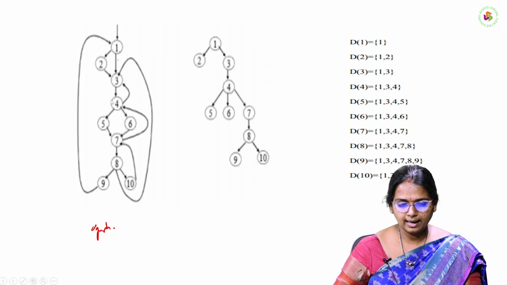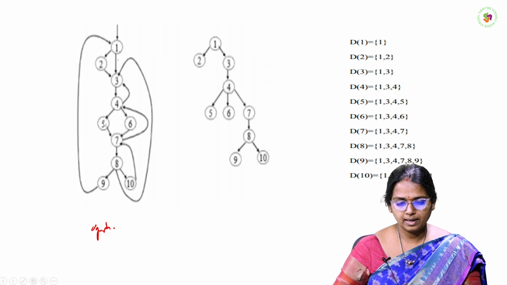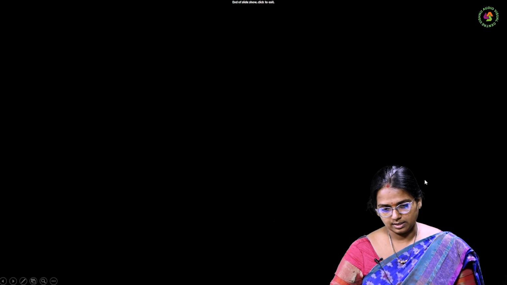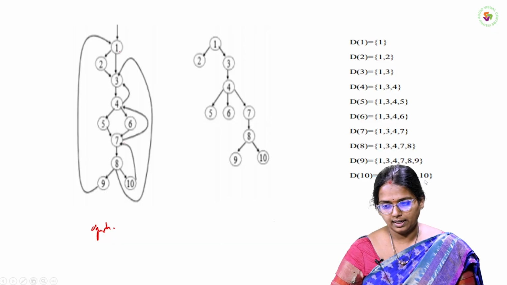Next, to go to 5, either I should go 1, 2, 3, 4, 5 or 1, 2, 3, 4, 6. So I can call the direct dominator of 5, 6, 7 as 4. Next, to come to 9, I should go like this or like this. Then for 9, I will call it 10, 1, 8 like that. So here for 9 and 10 the dominator is 8. For 9, 10 the dominator is 7. For 5, 6, 7 the dominator is 4. So here we can make the list. This is known as the dominator tree.